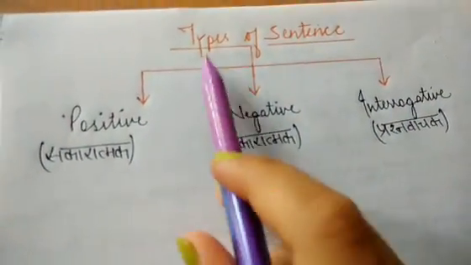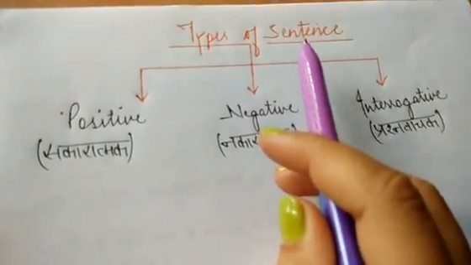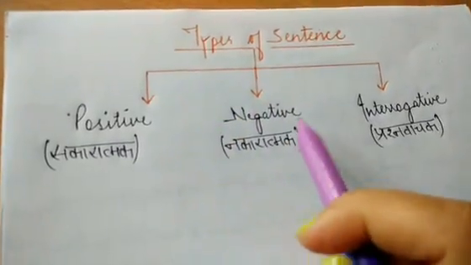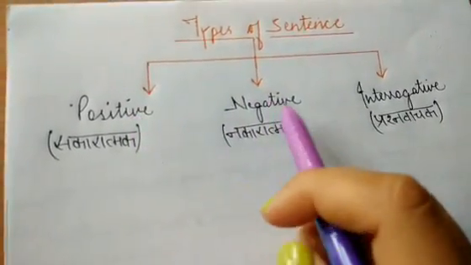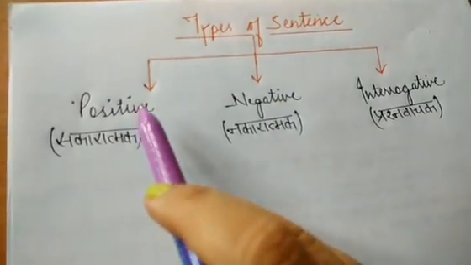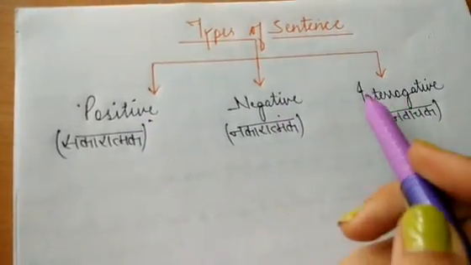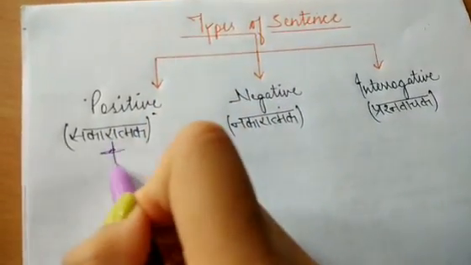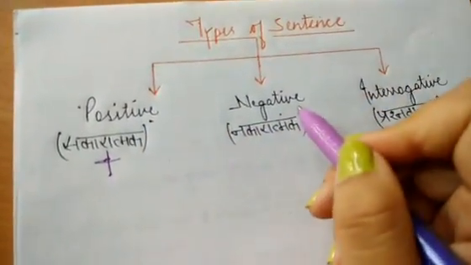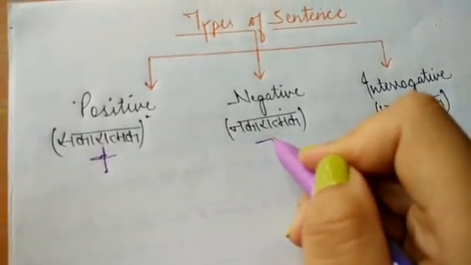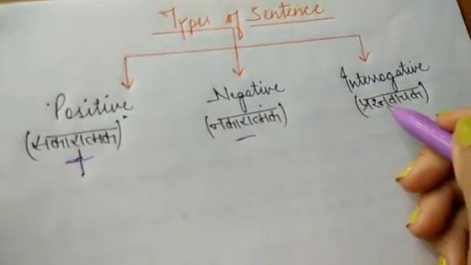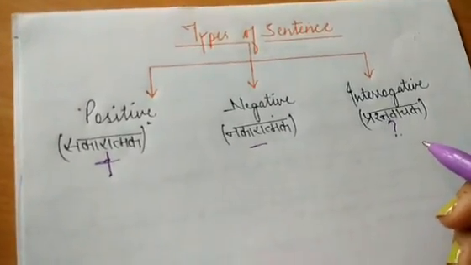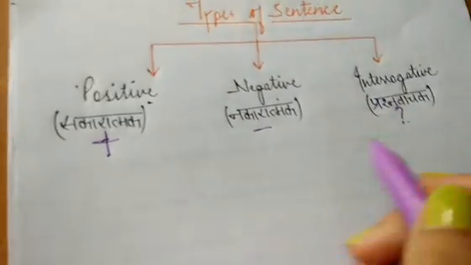Now let us move on to the types of sentence. Right now we studied the structure of a sentence. Now we will see how the structure of a sentence is molded to give it different forms. There are 3 types of sentences: positive, negative and interrogative. A positive sentence is a simple sentence like I am speaking. A negative sentence adds negation to it. I am not speaking. An interrogative sentence asks a question, am I speaking? So how are these sentences formed?